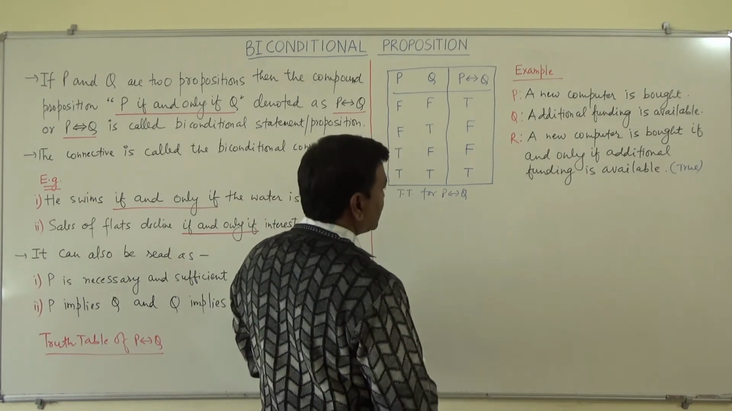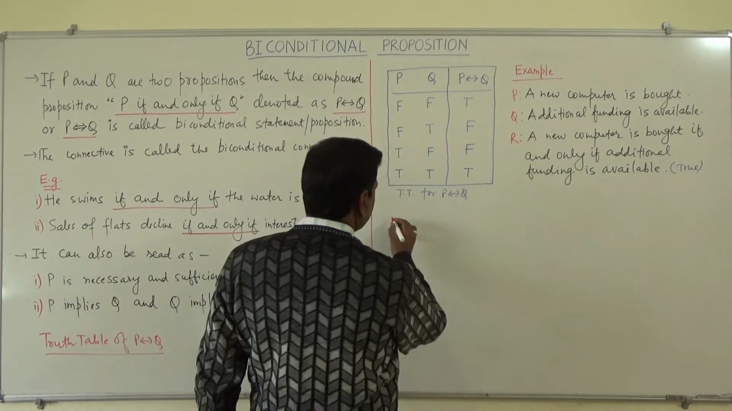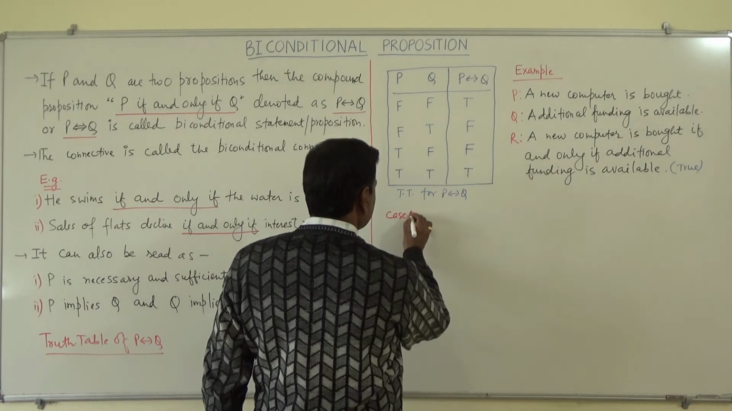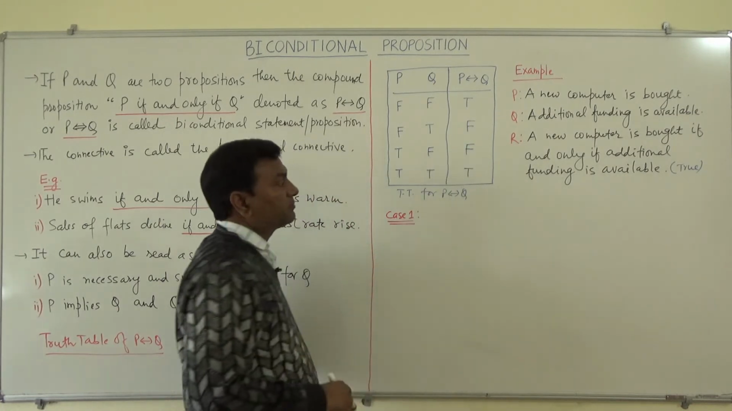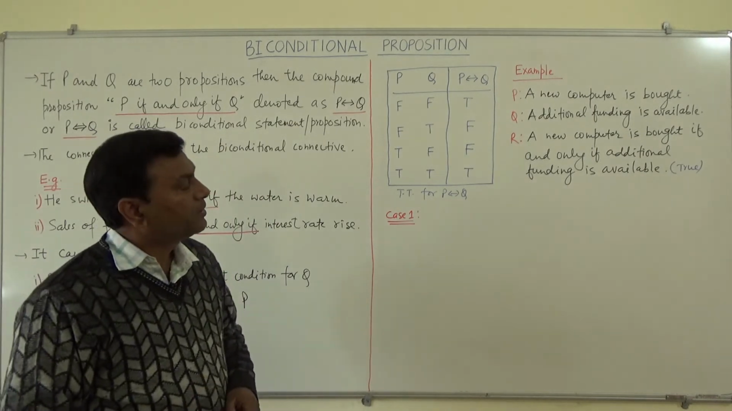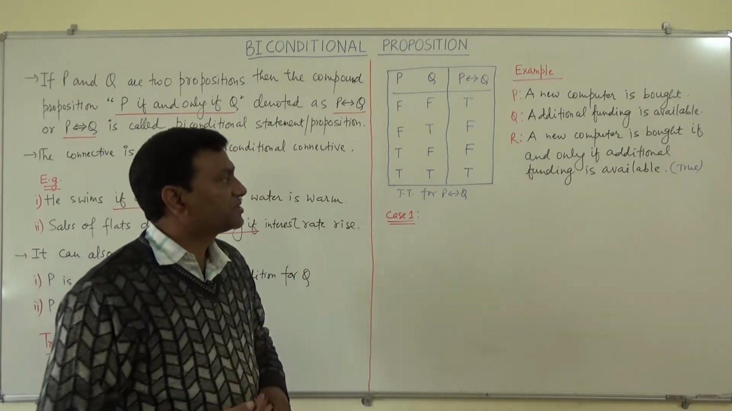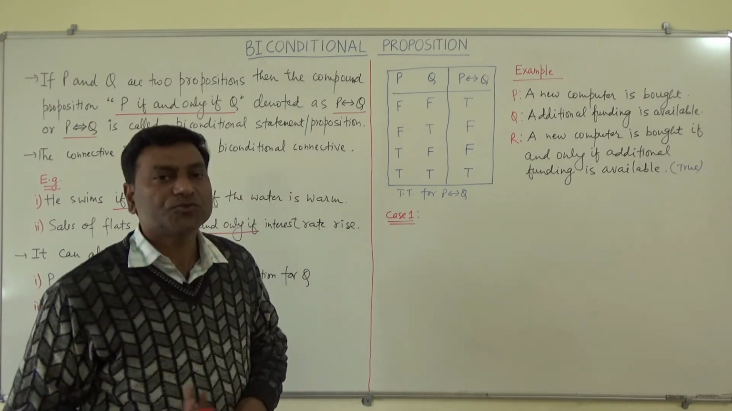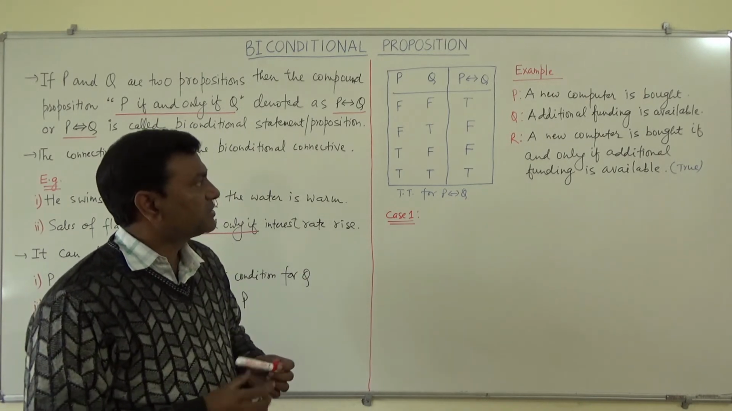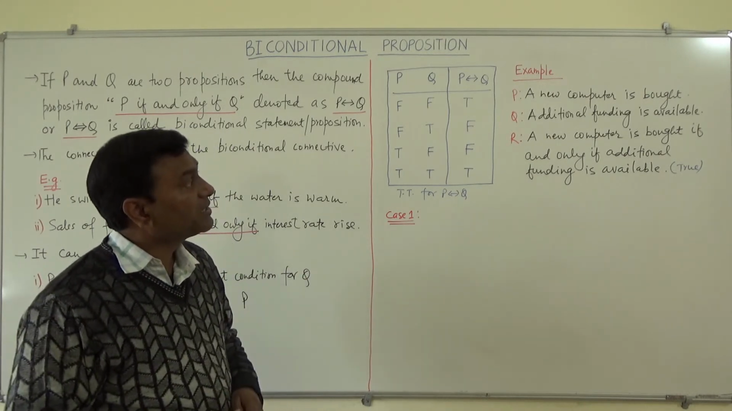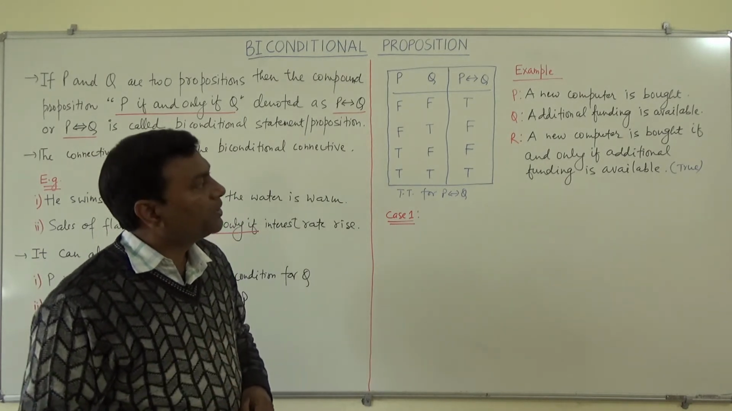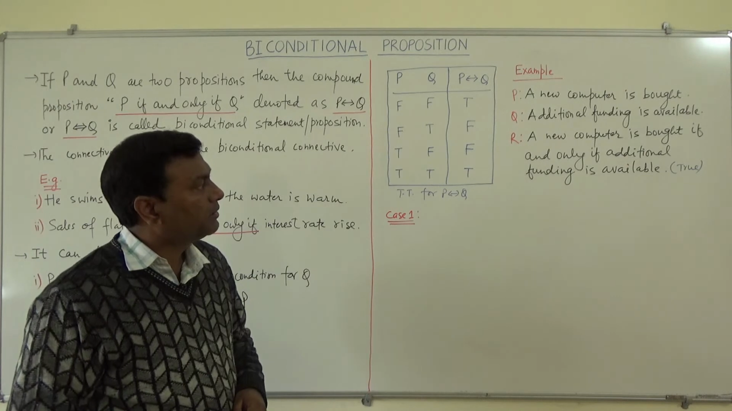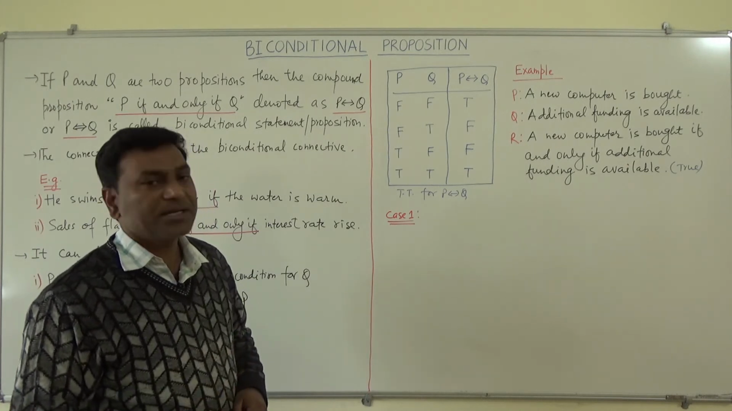So case 1 is, let us see, we are considering the same propositions P, Q for different situations. Let us see whether this R is true or not. The case 1 is: no new computer is bought and additional funding is not available.